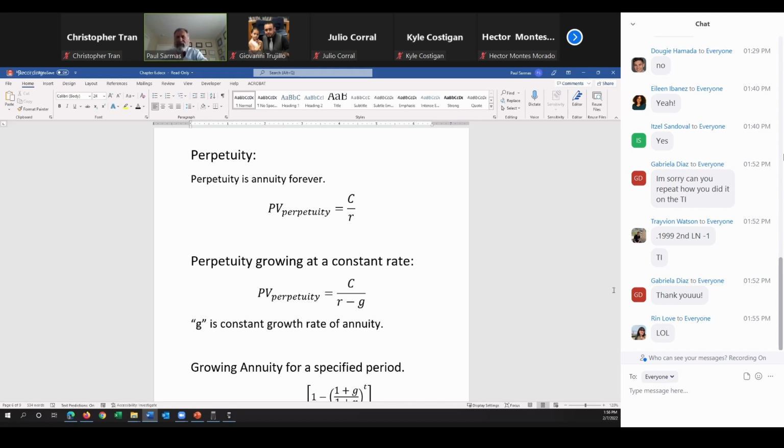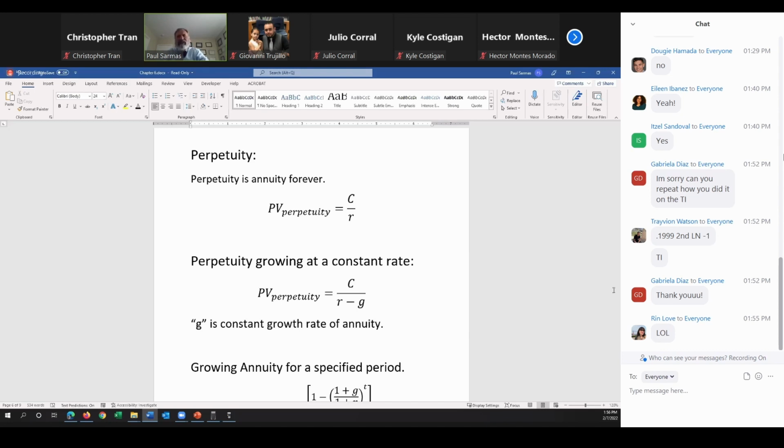You can also calculate the present value of a perpetuity if it's growing at a constant rate. That's very important. The growth rate has to be constant. So if you have an annuity that goes on forever, but grows every year at a constant rate, we call it a growing annuity at a constant rate. Then the formula is what you see in the middle of the page. Present value of perpetuity is C divided by R minus G. G is the constant growth rate.